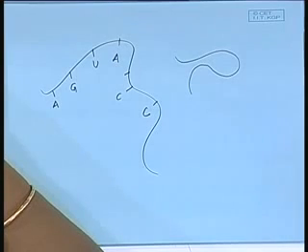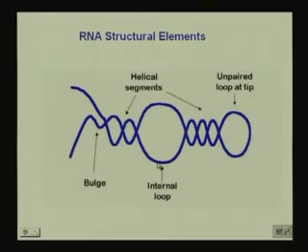Okay? So, if you look at the structure, it is something like this. We have a bulge, we have an internal loop, and why do we have this internal loop? Because we do not have any complementary base pairing possible here. We can have helical segments here, we can have an unpaired loop at the tip, right. So, we have partial helicity here, and we have bulges.